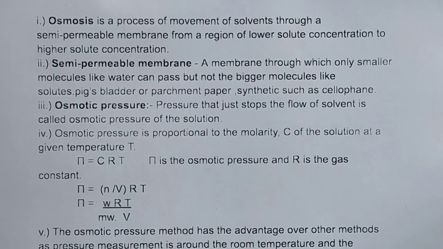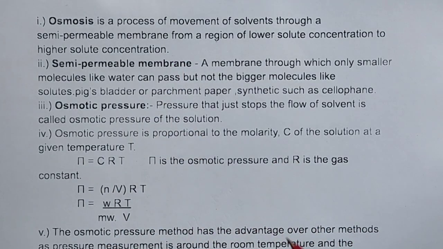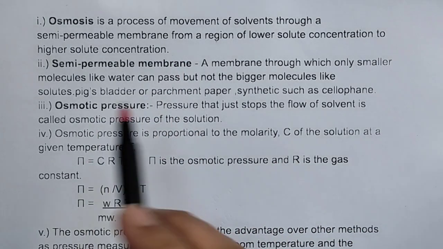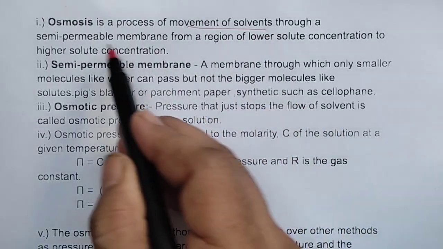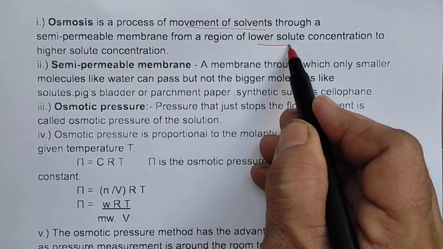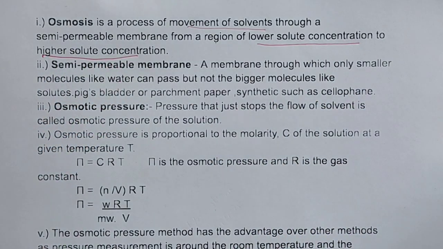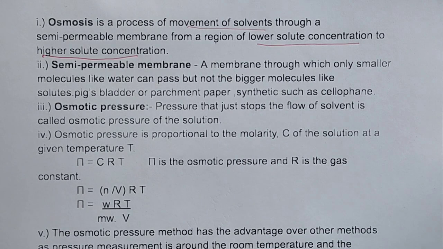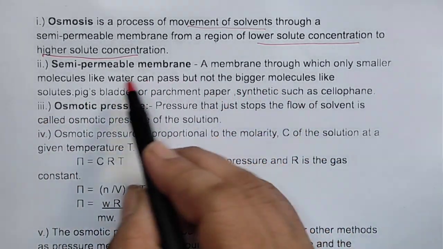The next colligative property, children, is osmosis. Osmotic pressure basically. For that, let's first understand what osmosis is. It's a process of movement of solvent through a semi-permeable membrane from a region of lower solute concentration to higher solute concentration. Mind it, children, don't go wrong here. It's lower solute concentration to higher solute concentration, right, through a semi-permeable membrane.